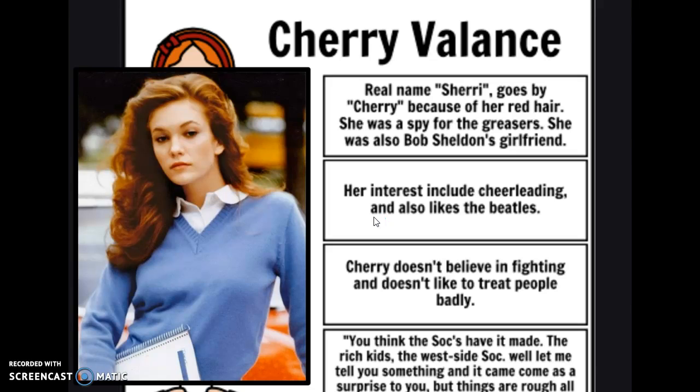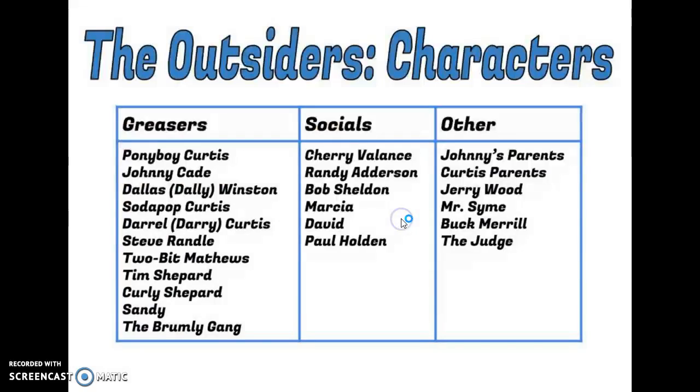Sherry Valance, also known as Cherry because of her red hair, is a spy for the Greasers. She's Bob Sheldon's girlfriend, who we'll see later in the story. She's a cheerleader and likes the Beatles, so she's a little bit more of this preppy group. But she doesn't believe in fighting and doesn't like treating people badly, so ultimately she turns and becomes a spy for the Greasers and helps them out.